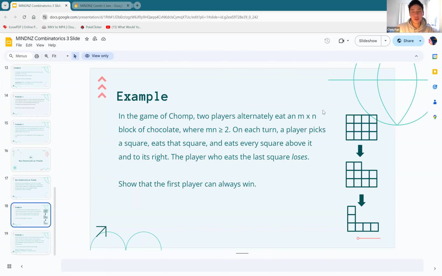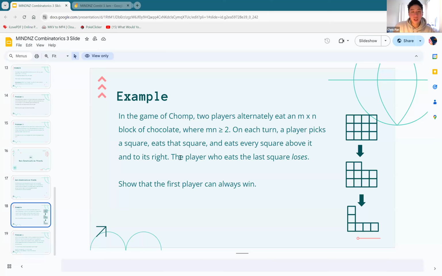So we have the game of Chomp, right? I think I have a nice visual representation of what's going on here. So you start with an n by n block of chocolate where n times n is bigger than or equal to 2. So it's not a 1 by 1 square, because that's a bit trivial. On each turn, a player picks a square, eats that square, and every square above it and to its right, including the squares directly above and directly to its right. So it's like you cut off a rectangle and then eat everything inside that rectangle.